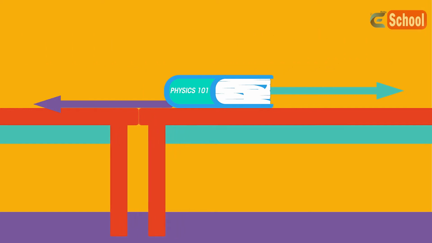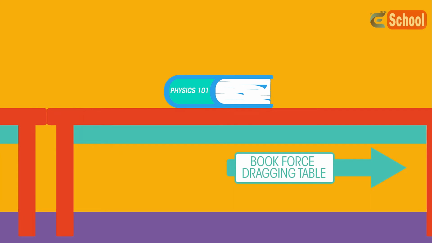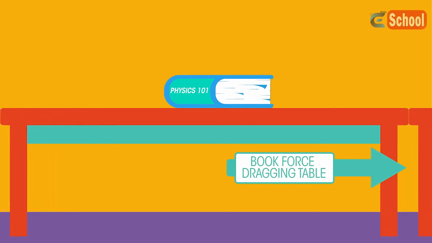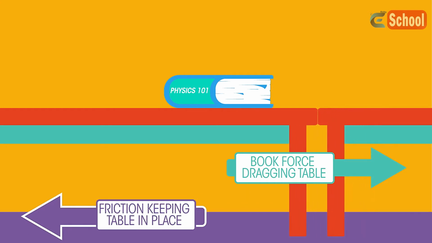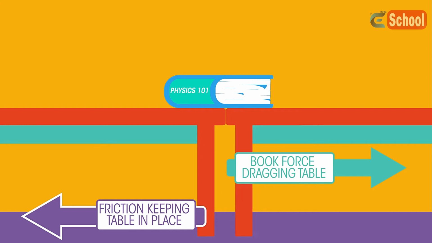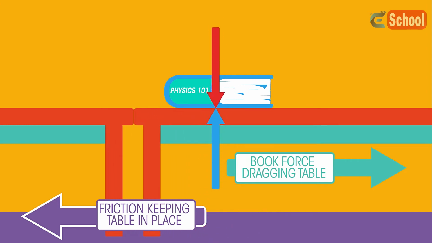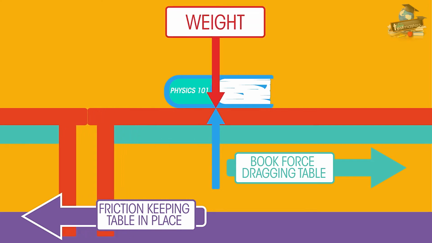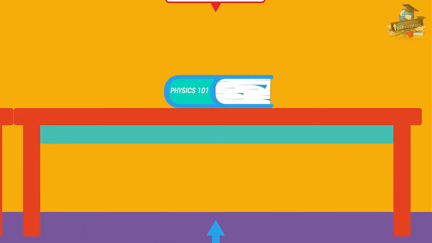There is another pair of horizontal forces acting here. The book is trying to drag the table as it is moved to the right, but the table is kept in place due to the opposing frictional force where the table legs touch the floor. We mustn't forget the pair of vertical forces acting here as well: the weight of the book on the table and the upward reaction force of the table on the book.